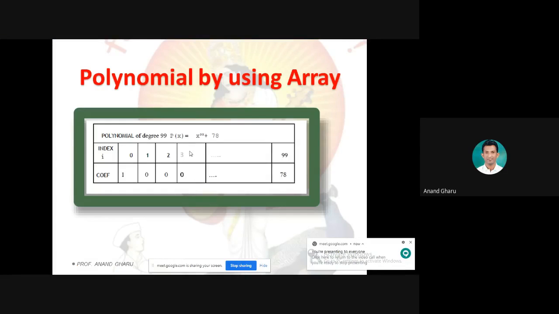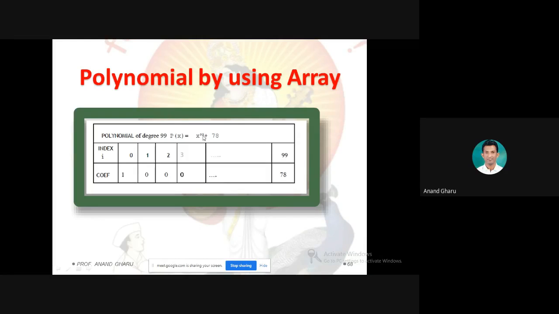Okay, one more example. X raised to 99 plus 78. X raised to 99. It means we have to initialize the array from 0 to 99. So here initialize array 0 to 99.